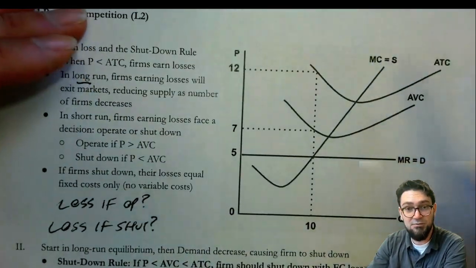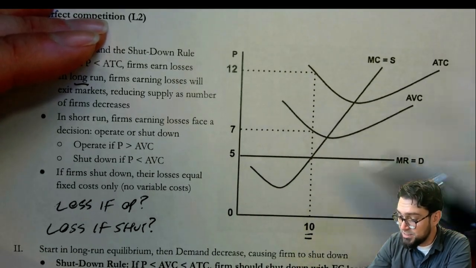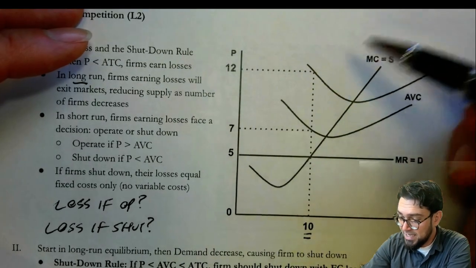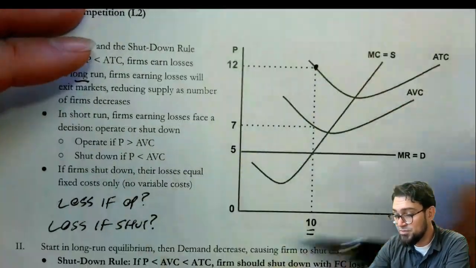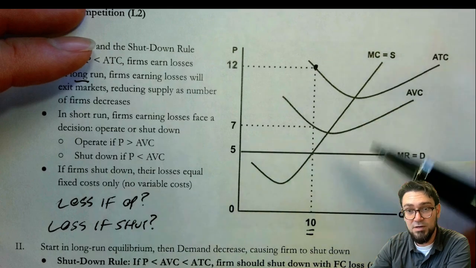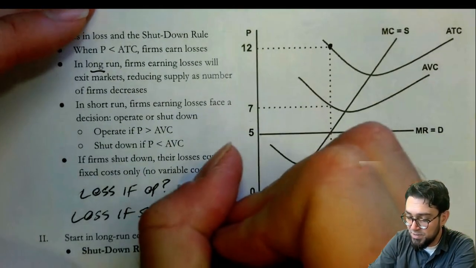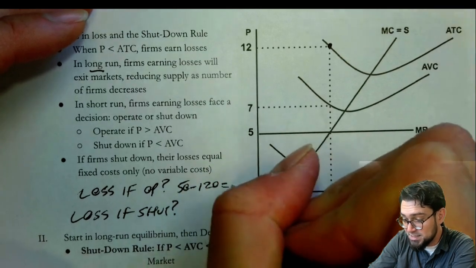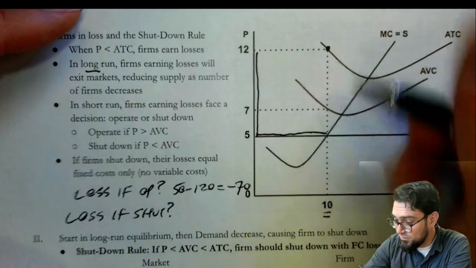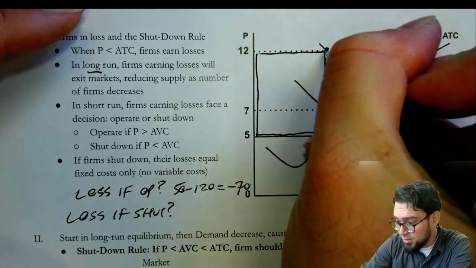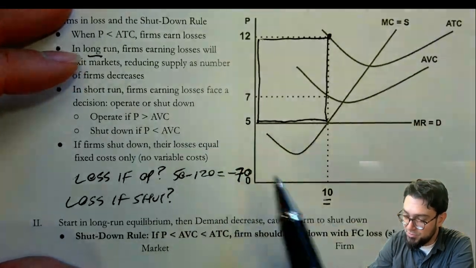Let's look at this graph and analyze it a little bit. If they operate, then we know that they're going to produce 10 units because that's where MR equals MC. And they're going to have an ATC of 12. So 10 times 12 is the total cost that they're going to incur, and they're only going to generate $50 of revenue. So how much loss are they going to have? Well, 50 minus 120 is negative 70. That's because we'd lose this entire area if we actually operated. It's a little hard to see here, but we'd lose $70.